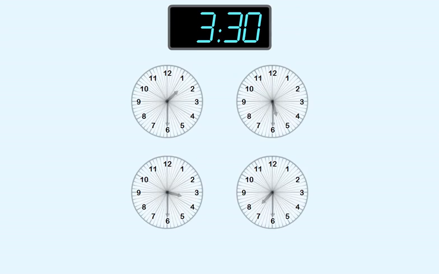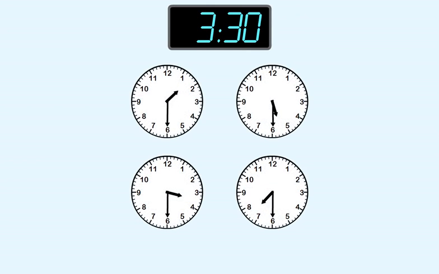Last one. The clock shows 3:30, and these are our choices. On all four of the clocks, the long hand points to 30 minutes. That means we need to find the one with a short hand between 3 and 4. That's this clock. This clock shows 3:30, so we choose it.